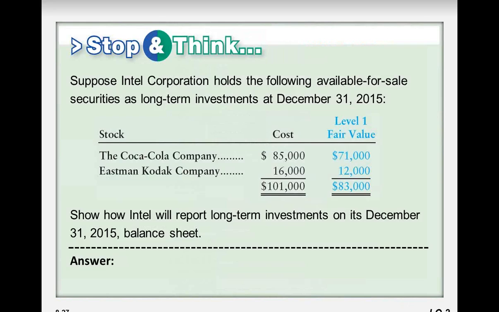So see if you can type me in the answers to this one as we sit here. Suppose Intel Corp holds the following available for sale securities as long-term investments. They paid $85,000 for Coca-Cola, and $16,000 for Eastman Kodak. Their fair value as of December 31st was $71,000 and $12,000 respectively. Show how they will report these long-term investments on their December balance sheet. Can you type me out that answer?